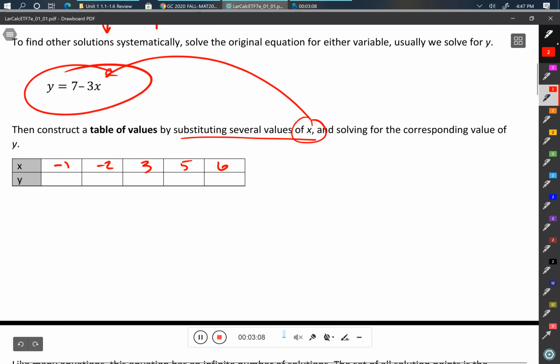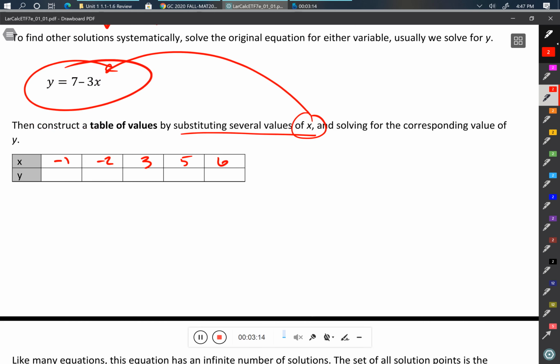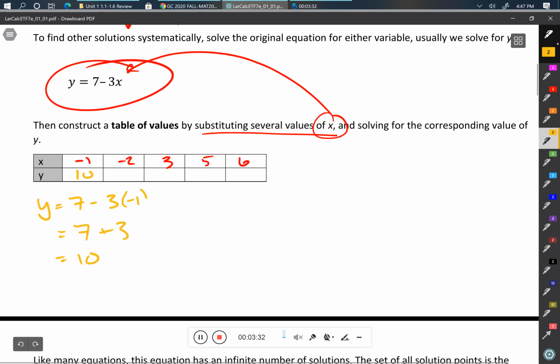So we're just going to go ahead and do that really quickly. We're going to solve for some solution points. Okay? So the first one I'll do is when x is negative 1. Then y would be equal to 7 minus 3 times negative 1. That's 7 plus 3, and that's going to be 10. So then a solution point would be the ordered pair (-1, 10).